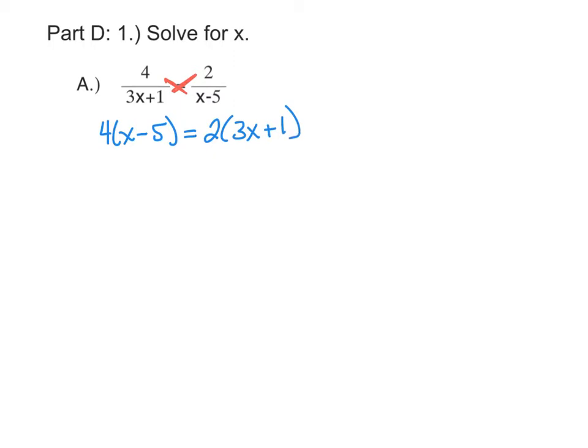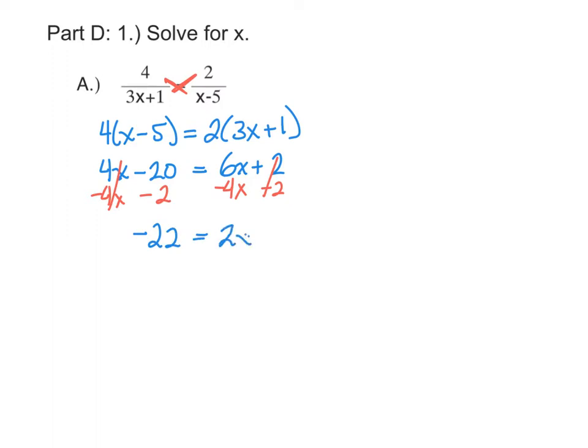Without any more fractions, we solve this like normal, distributing and distributing on the right side, then subtracting the 4x to get all the x's on one side, and subtracting 2 to get all the coefficients on the other side. That'll leave negative 22 is equal to 2x. We finish this one up by dividing both sides by 2. So x is equal to negative 11.